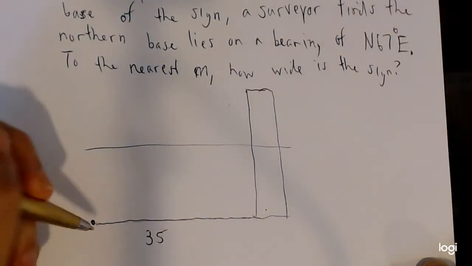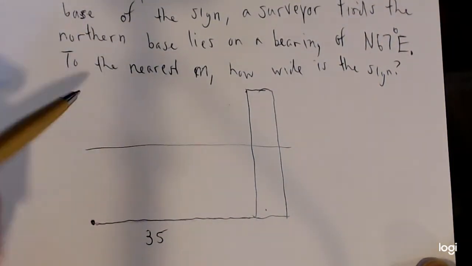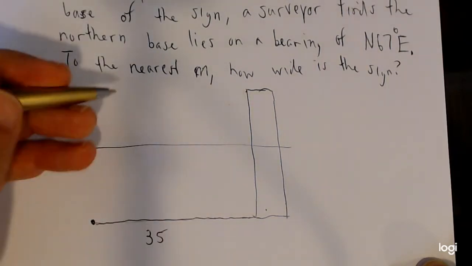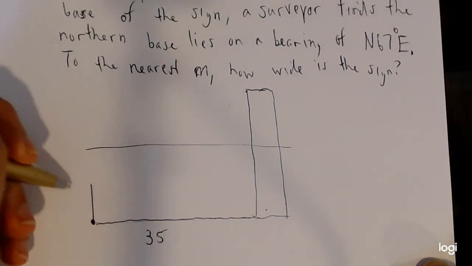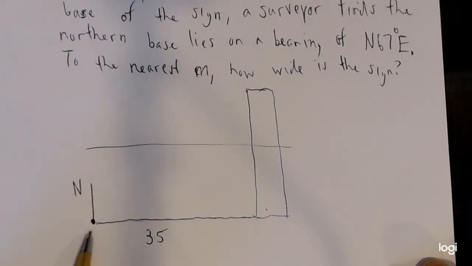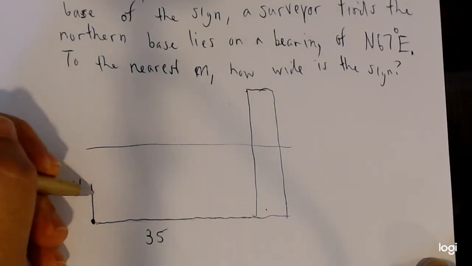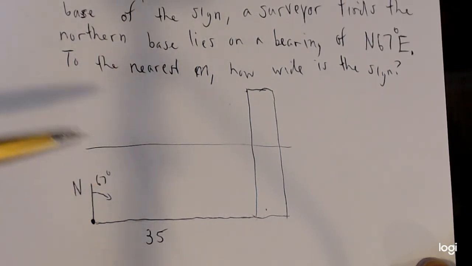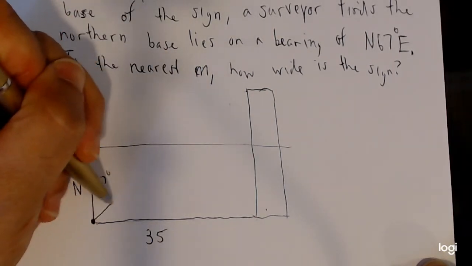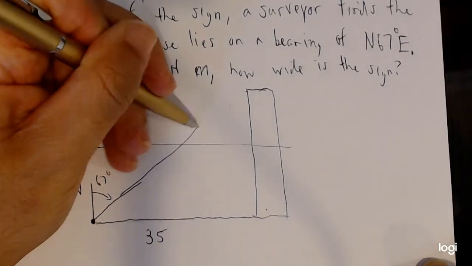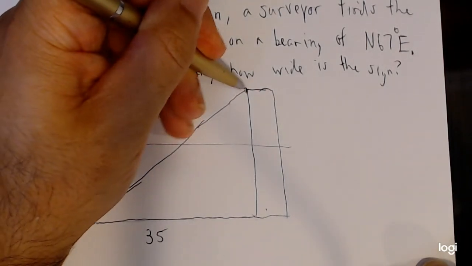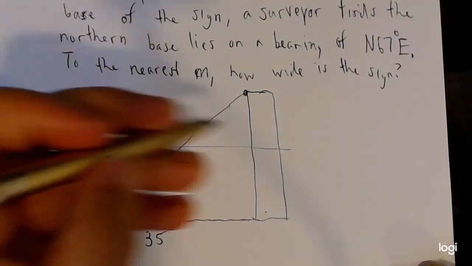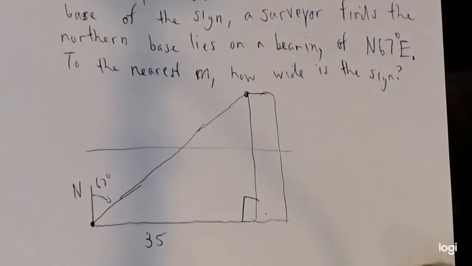So basically the surveyor is here. It's saying, look, to get from here to that northern base, I'm going to have to go north, right? So from this point I go north, and I need to rotate 67 degrees towards the east, which is that way. So if I travel in this direction, I will get to that northern base. Now notice how nice this is. We just created a right triangle here.